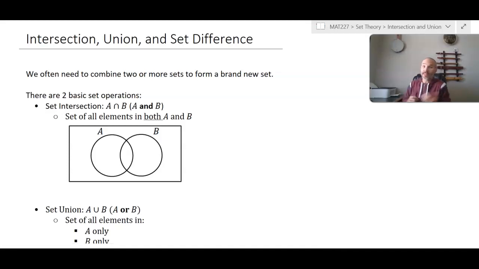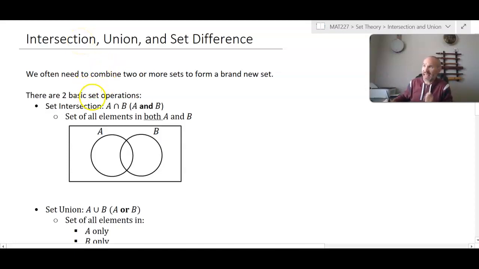There are a lot of valuable instances where we want to combine sets. Maybe we want to see what's in common between the sets, or maybe we want to collect all the things from both sets and put them together. Well, that leads to two basic operations that allow us to operate on two or more sets and combine them in such a way that we produce one new set. So there are two basic operations, and everything else kind of stems from these.